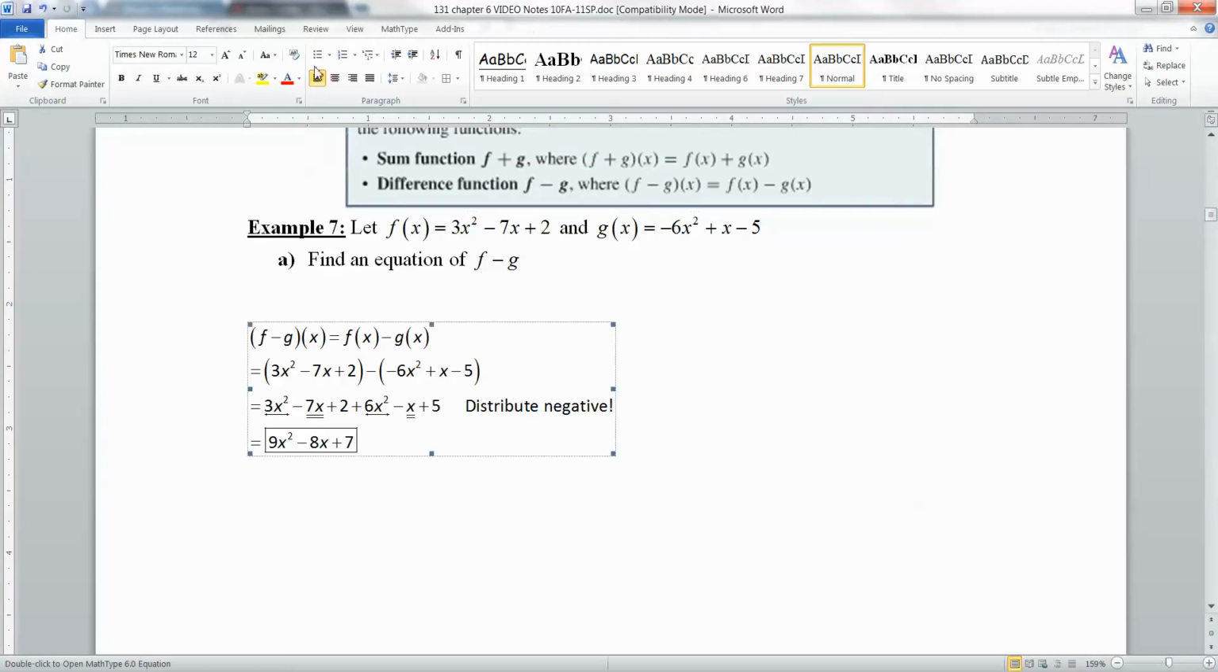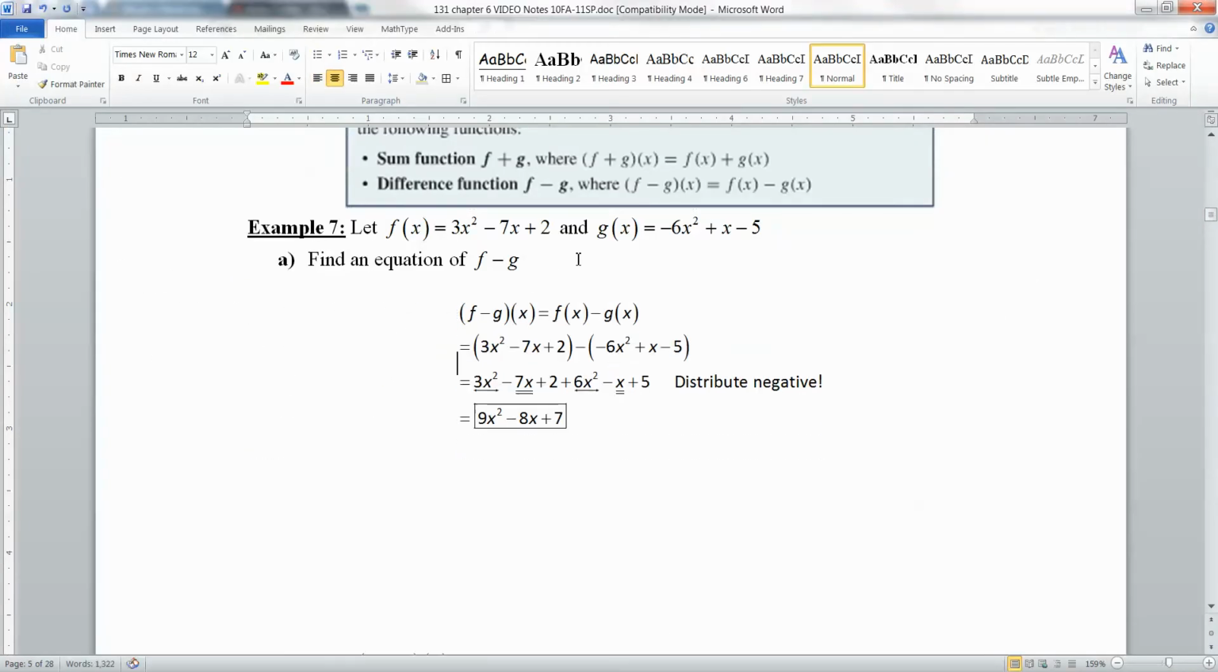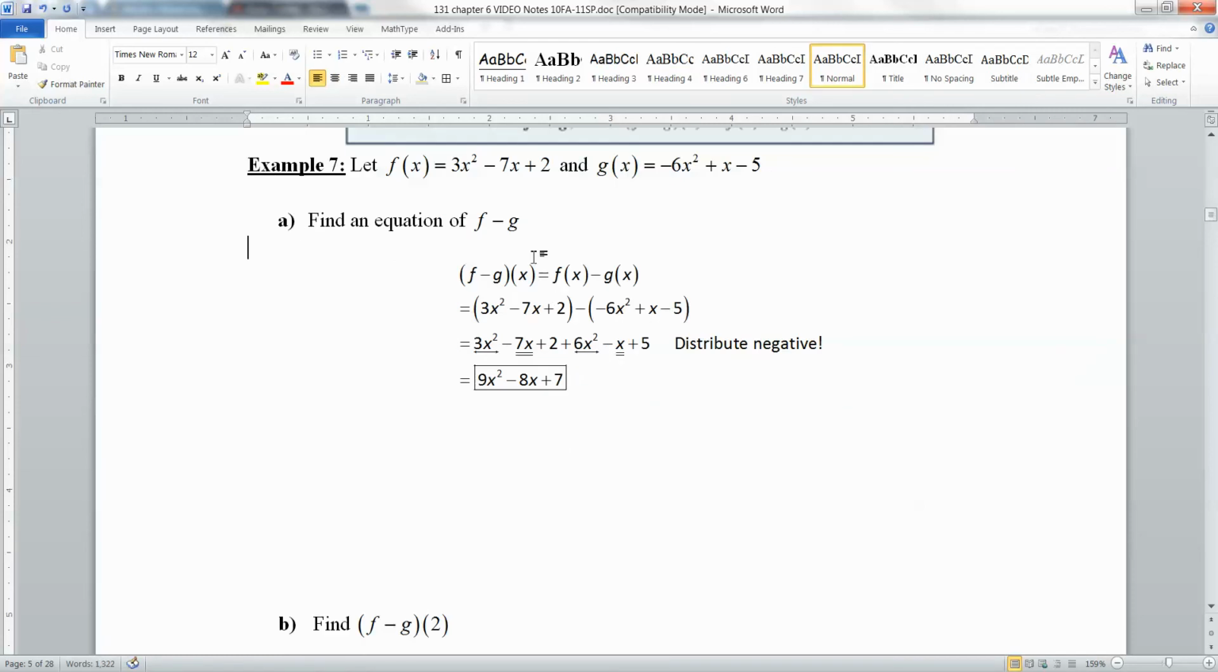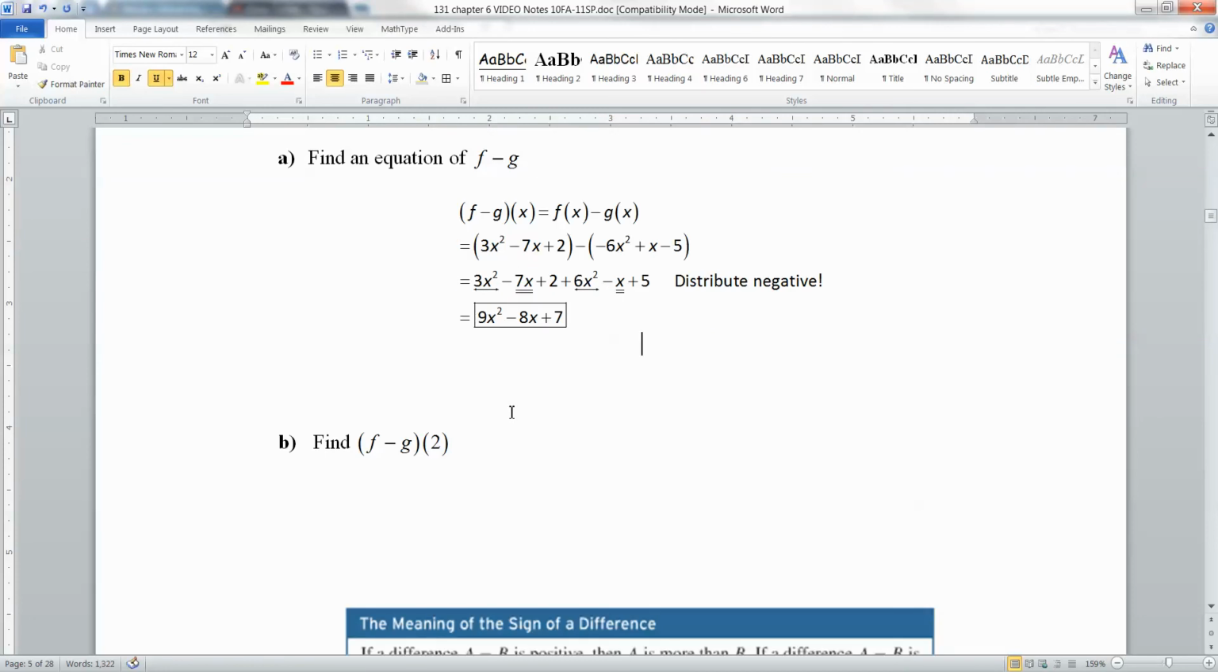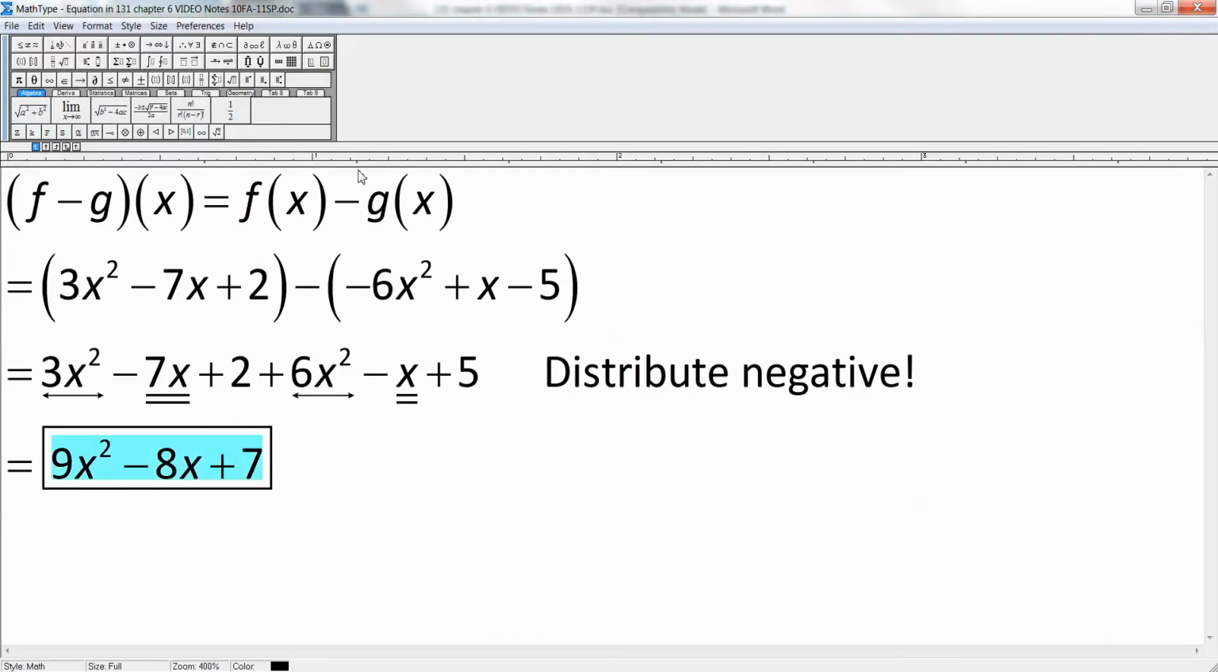Don't forget to distribute the negative. That is the big mistake people make on this problem. Right? It's not f minus part of g, it's f minus all of g. You have to distribute the negative for that. And then they want f minus g of 2, so all you're going to do is take the function that you found. All right, here's f minus g.